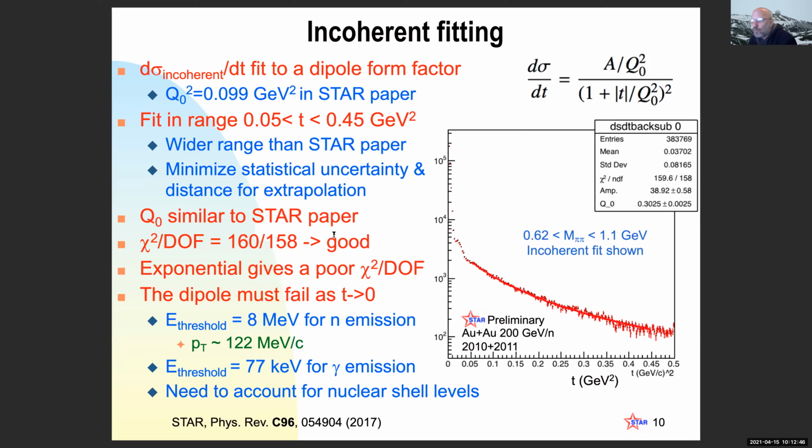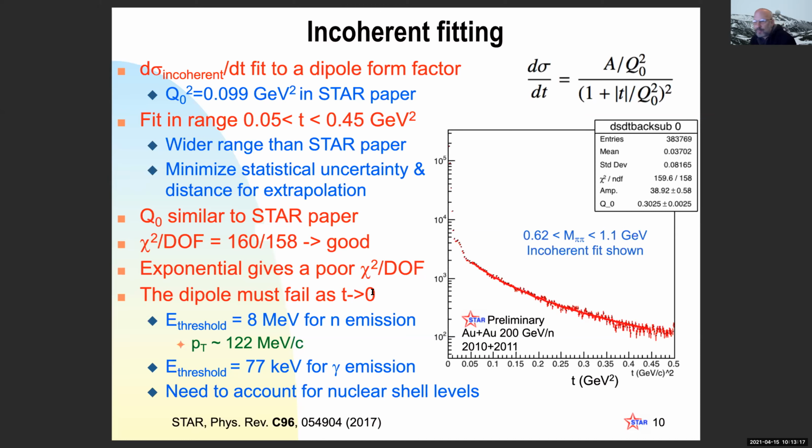That's good. One important thing I'd like to point out is you could also imagine fitting this to an exponential, as has often been done in the past. That does not work well. You can see here on this plot, an exponential would be a straight line, and it's not. And this red line shows our actual fit. One thing I want to point out is that this procedure has a bit of a problem, in that you expect this dipole form factor to fail as t approaches zero.